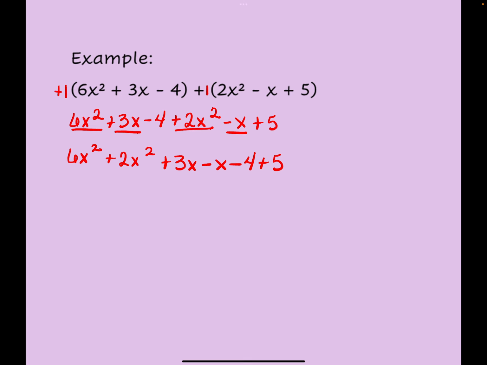Now that my like terms are set next to each other, I can combine the ones that are like terms. 6 plus 2 gives me 8x squared. 3 minus 1 gives me positive 2x. And negative 4 plus 5 gives me positive 1.